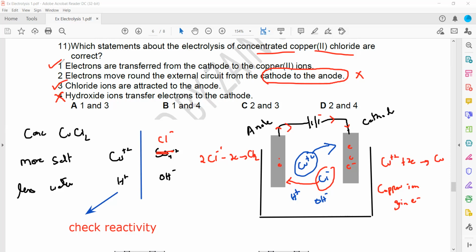So which statements are correct? Statement 1 and statement 3 are correct. That is why A is the right answer. Is it clear, this question? Any doubt in question 11, how we work out the correct statements?